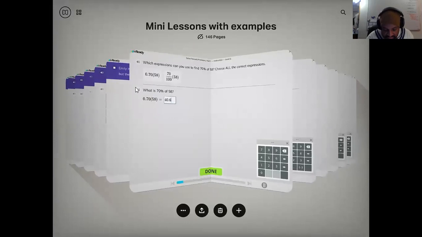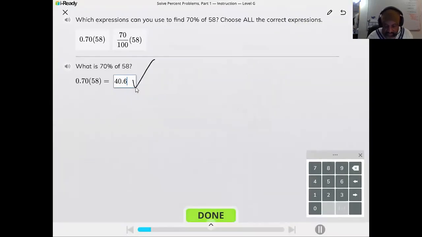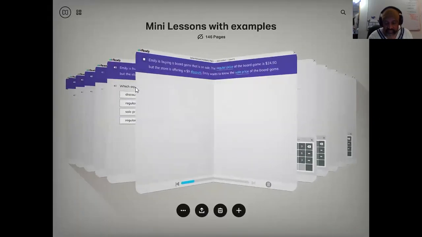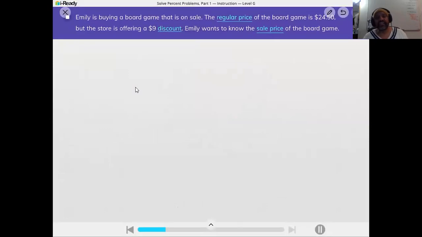And if it's correct, when you press done, it'll give you a check. It'll let you know that. If it's not, it'll explain what the correct calculation is. And then it's going to go to word problems.